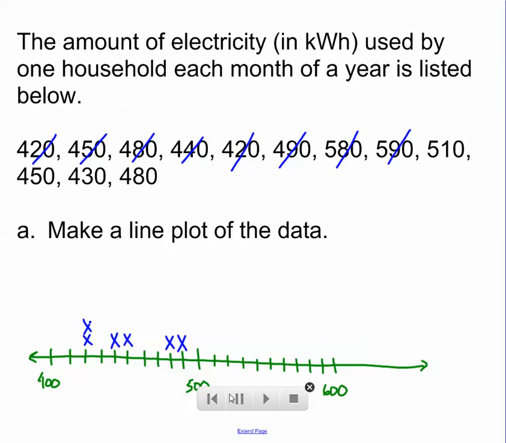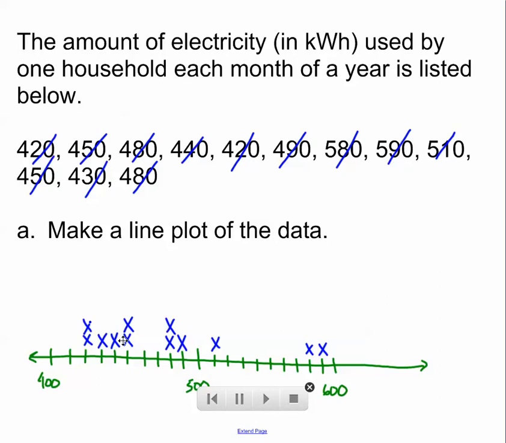580 and 590. There's 580, 590, 510, and 450. 510, 450, put that one on top. 430 and 480. 430 is right here. 480, we'll put that one on top. And we're done. Okay, so here's a line plot.